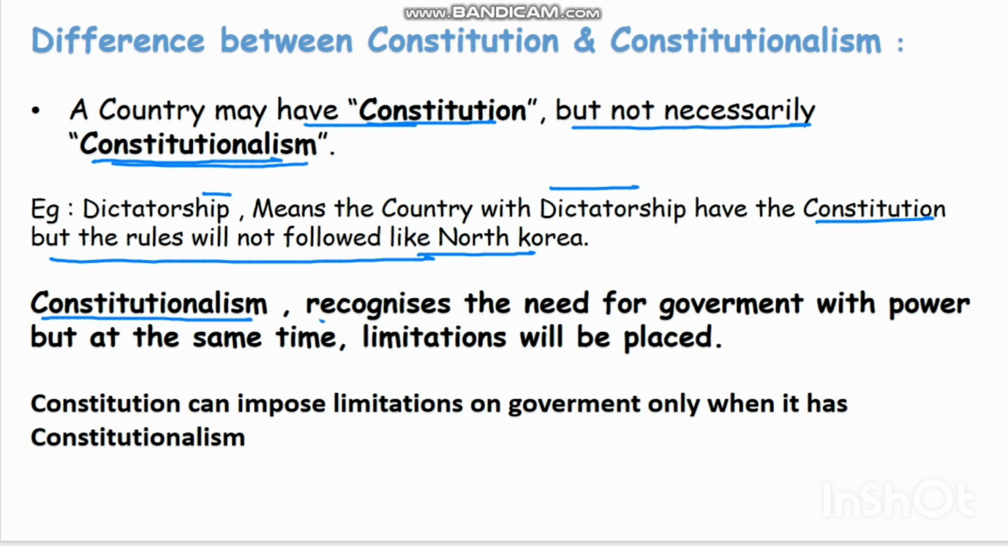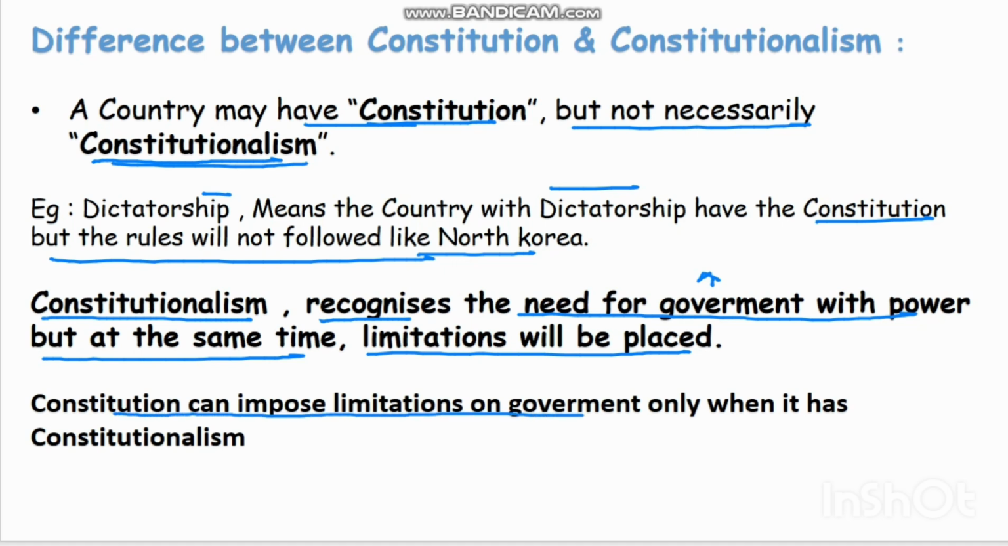Constitutionalism recognizes the need for a government with power, but at the same time some limitations are placed. So the government cannot take over the rights of the citizens or people. Constitutionalism also provides limitations to executives, presidents, and prime ministers on their powers. A constitution can impose limitations on government only when there is constitutionalism.